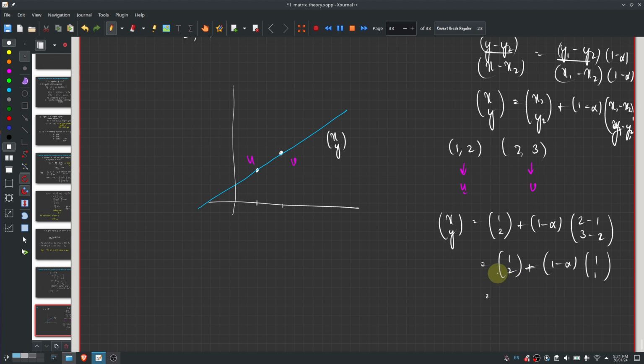Correct? So this particular equation, you can interpret it in the following form. I take a particular point 1 comma 2 and then I move along the direction of 1 comma 1, right, by an amount 1 minus alpha for any alpha in R. If alpha is, let's say, less than 1, then you move in the direction of 1 comma 1. But if not, you move in the opposite direction.